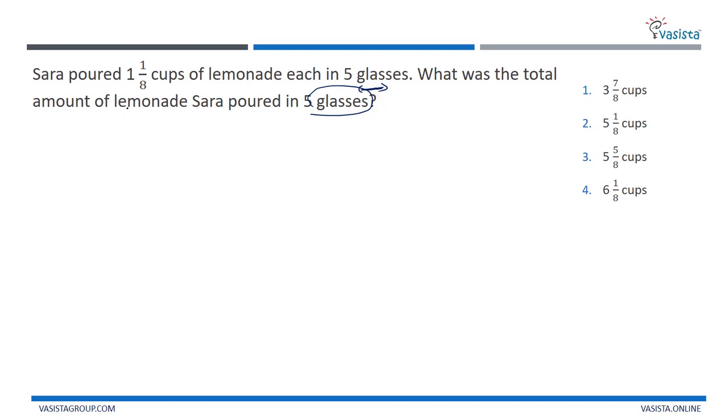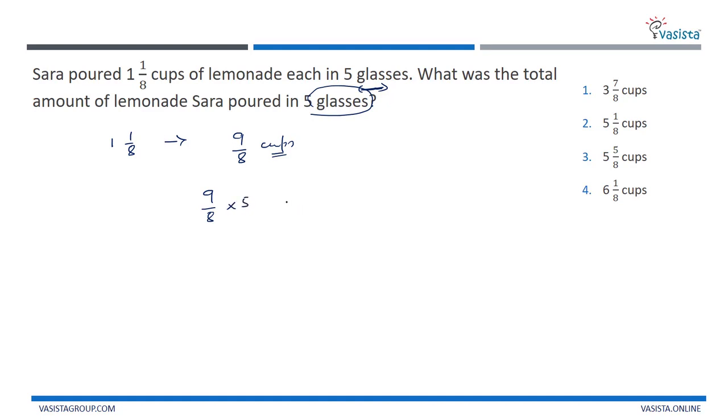Let us check. For each glass, she is going to pour 1 1/8. So let us convert this into an improper fraction. 8 ones are 8, 8 plus 1, 9/8. 9/8 cups of lemonade she poured into a glass. So how many glasses? There are 5 glasses. That's 9/8 into 5.